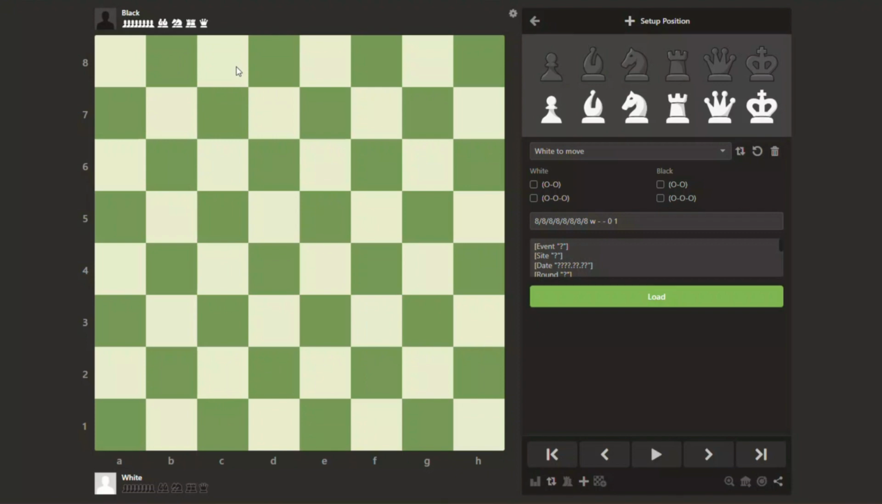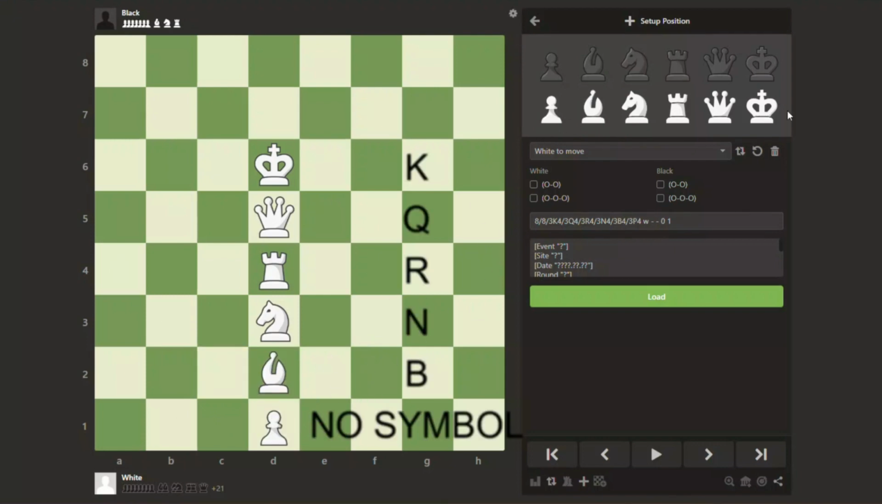Now, we have seen the square names, right? So let's go ahead to the next notation part, which is called piece notation. In chess, every piece has a symbol. For example, as you can see on the screen, these are the notations for every piece.